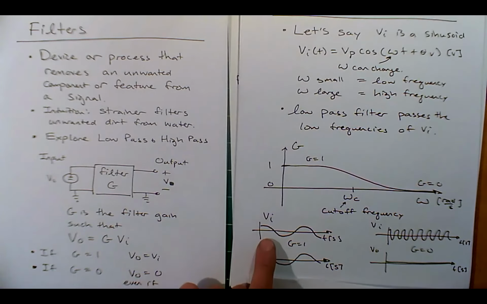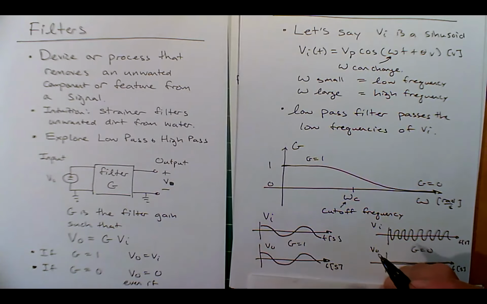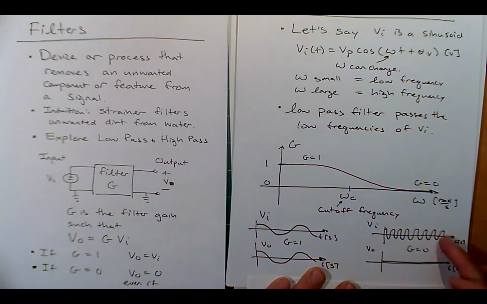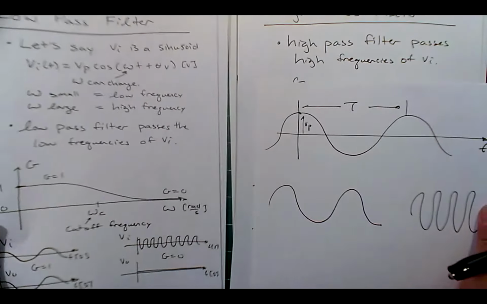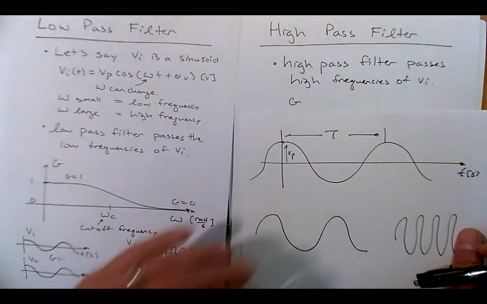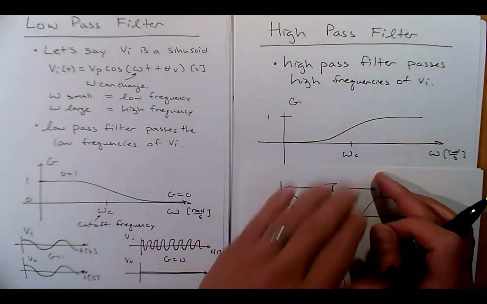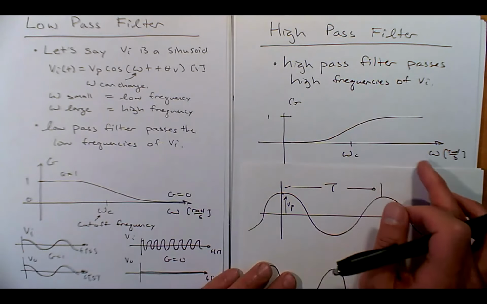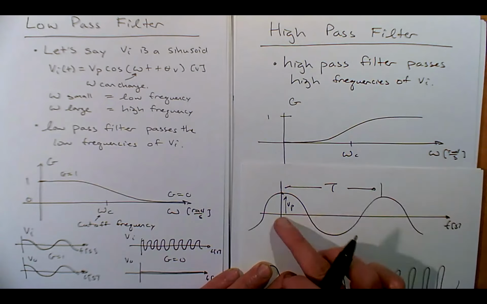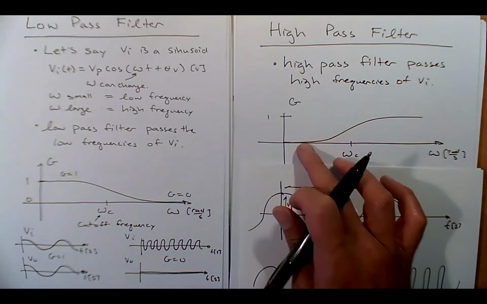And so if VI is slowly moving, V out looks just like VI. If VI is quickly moving, then V out looks closer and closer to 0. All right. For a high pass filter, it's just the opposite, and it's well named because it passes the high frequency. It's just the mirror opposite of this. At the cutoff frequency, they have the same gain, but at high frequencies, if VI is oscillating very quickly, then the output will match, and vice versa.